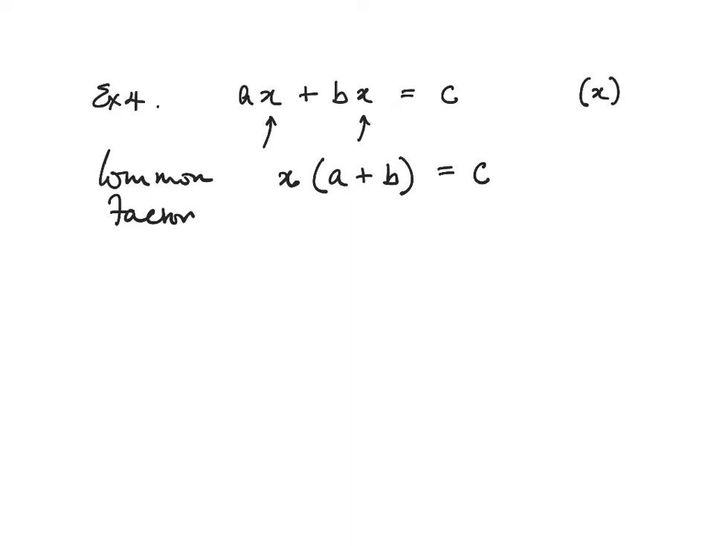How do I get x on its own? Well, this whole bracket here, that's a multiplying quantity. So I'm going to divide by a plus b. And x equals c over (a plus b).